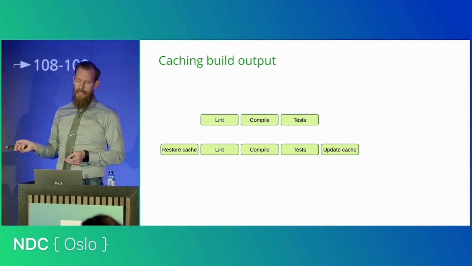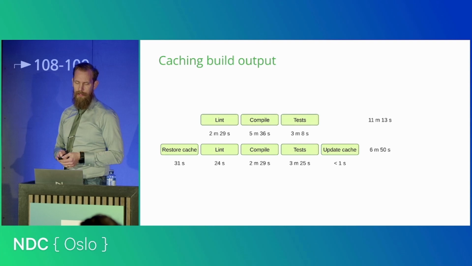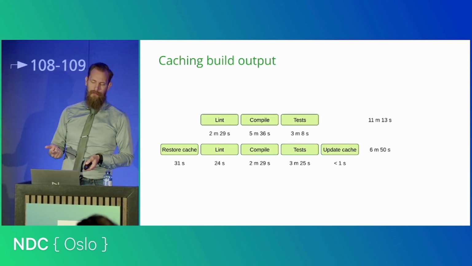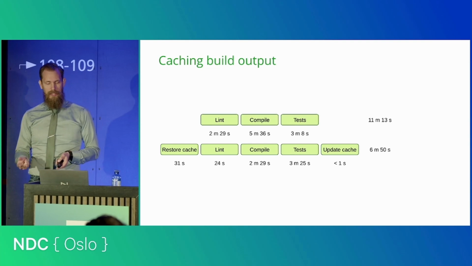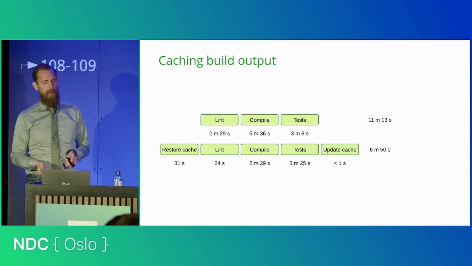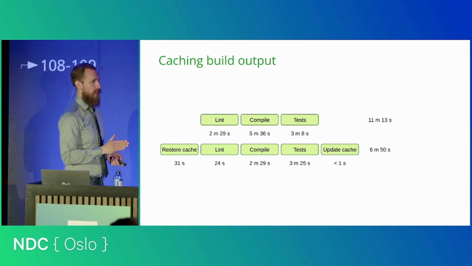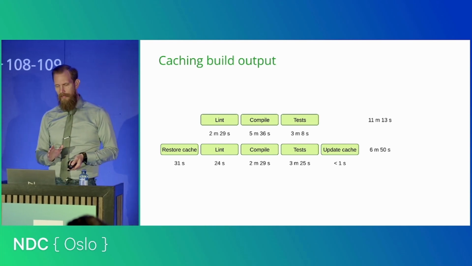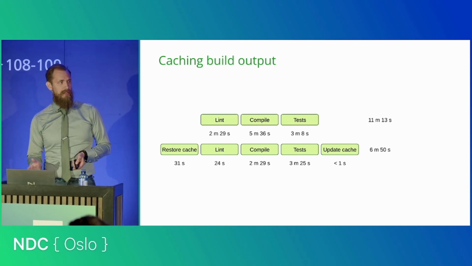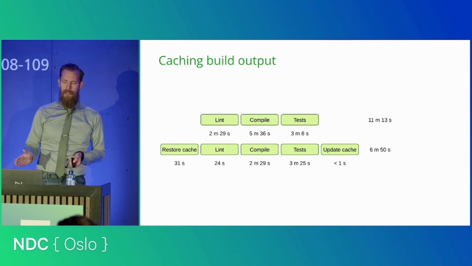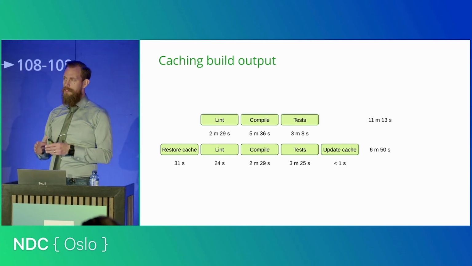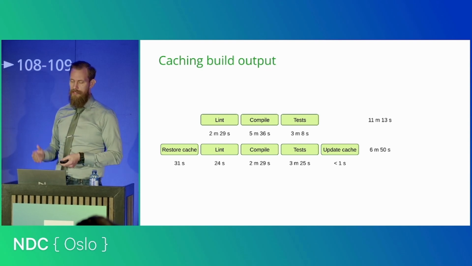So if we look at the timings for the Rust application here, the linting step took 2.5 minutes, the compilation step took 5.5 minutes, and the tests took 3 minutes to run. Now, when we restore the cache in 30 seconds, that's about 2 gigabytes of data. The linting step now takes 24 seconds. The compilation step takes 2.5 minutes instead of 3.5 minutes. And the tests, well, we still need to run all the tests, so they still take 3 minutes.